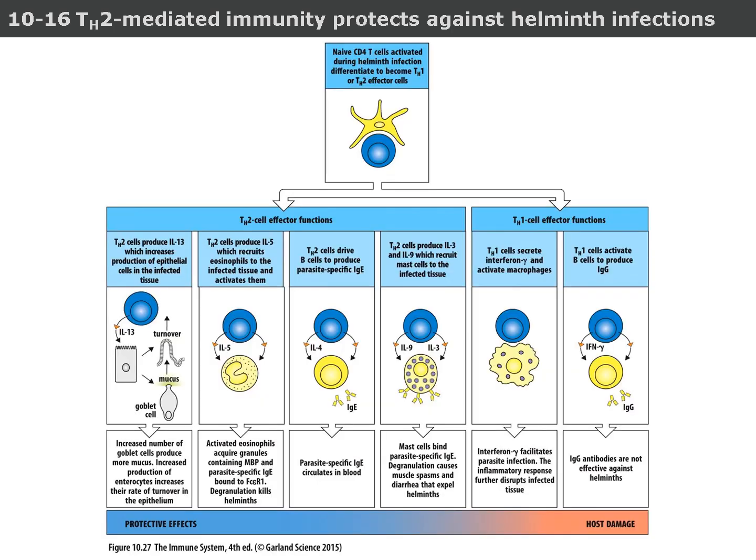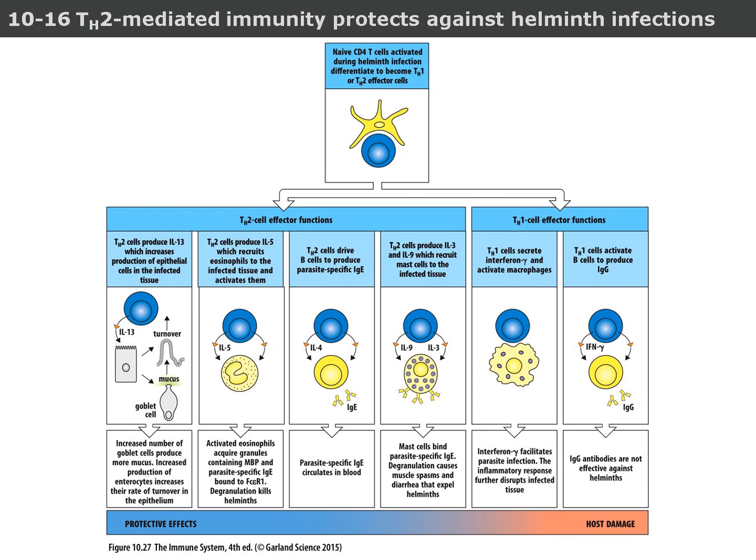During a helminth infection, naive CD4 T cells differentiate into either Th2 or Th1 effector cells. The Th2 pathway provides the most protective benefits against helminths, while the Th1 pathway can lead to harmful tissue damage. Th2 cells produce interleukin-13, which enhances epithelial cell turnover and increases mucus production from goblet cells, helping to flush out the parasites. They also produce IL-5, which activates eosinophils. These eosinophils release granules that kill the helminths directly and contribute to host defense.